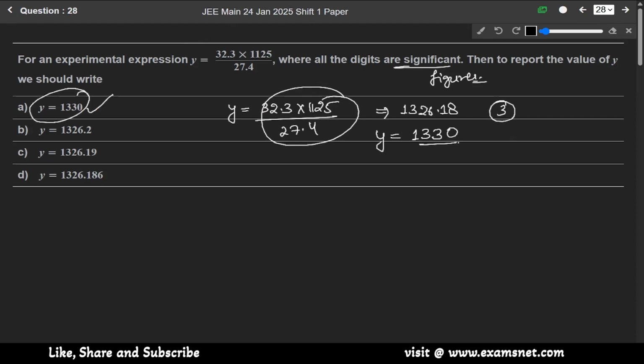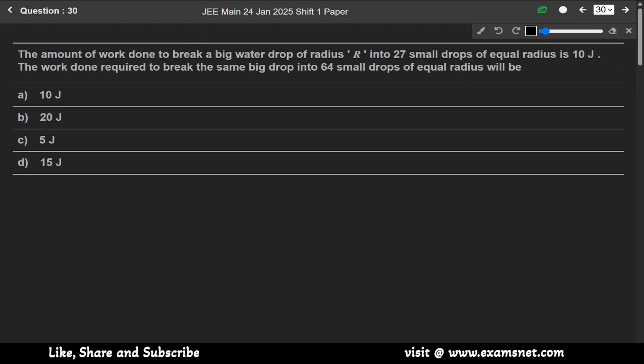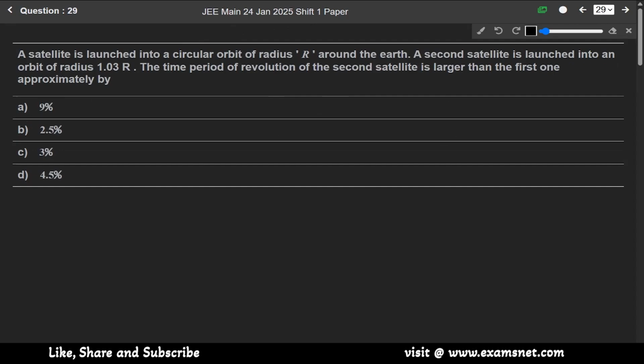Now next question 29. A satellite is launched into a circular orbit of radius r around the earth. Let us say this is the earth and the satellite has a radius r.